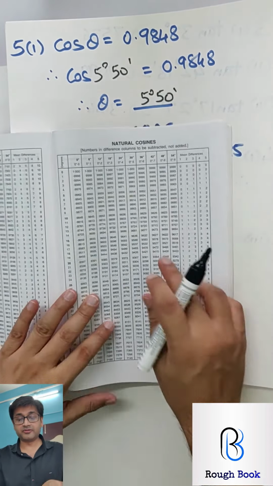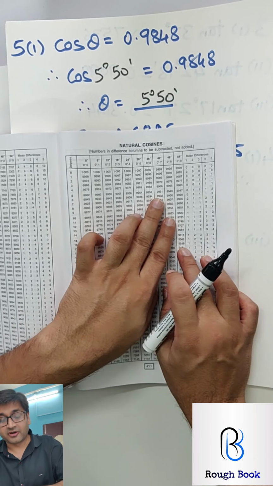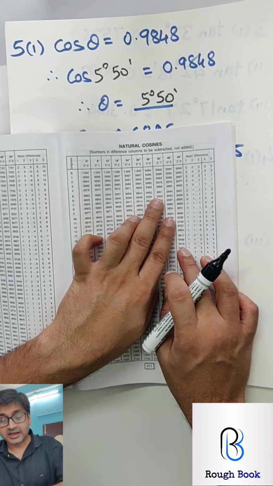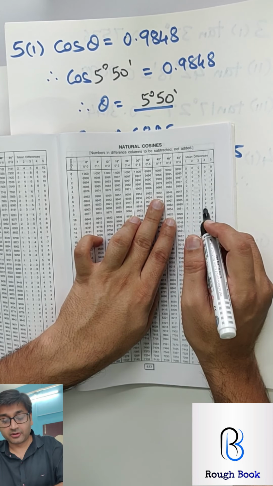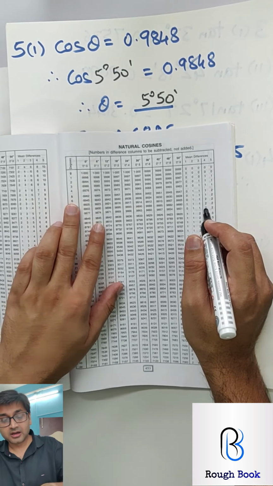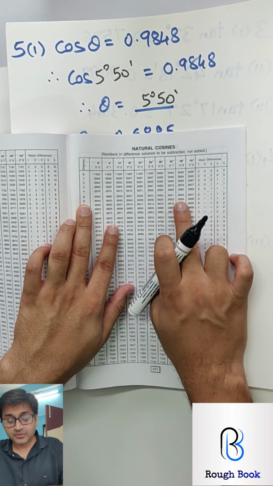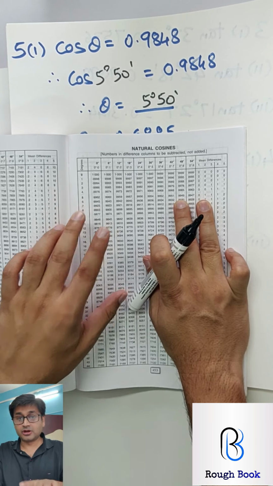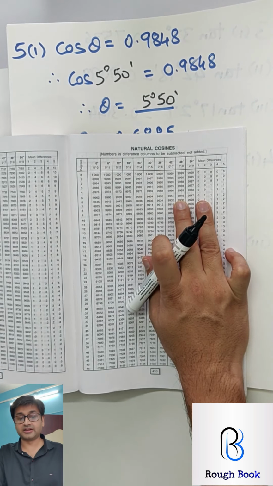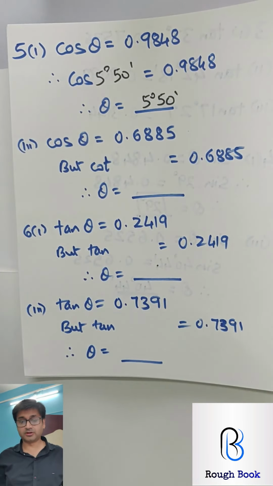What did we do over here? We went for the closest. So in 5 degrees, we found the closest was 9851, I think, right? Or something like that. 48 we went for. 49 we got, and we wanted 48, so we subtracted 1. So you had to subtract in this case, don't forget that. Yeah. Let's go with the next one.